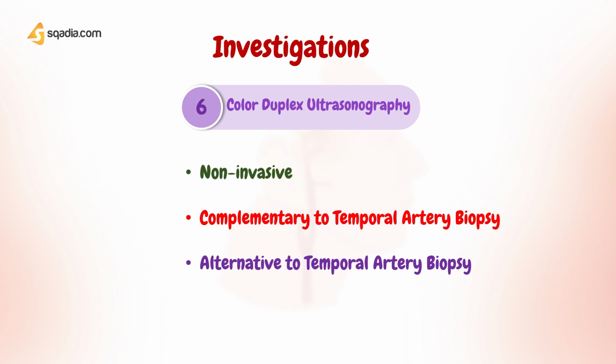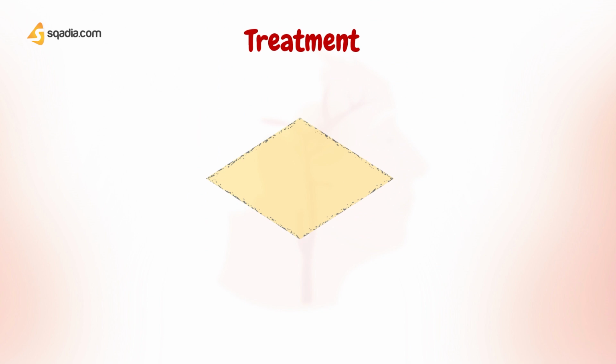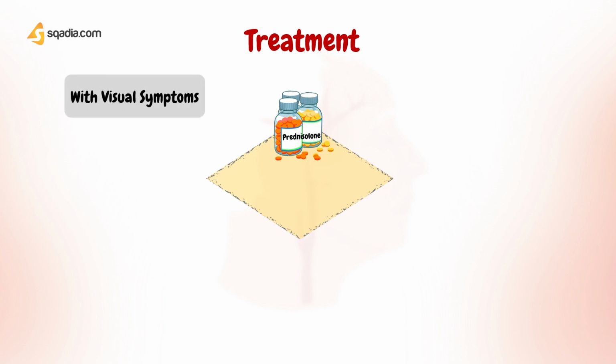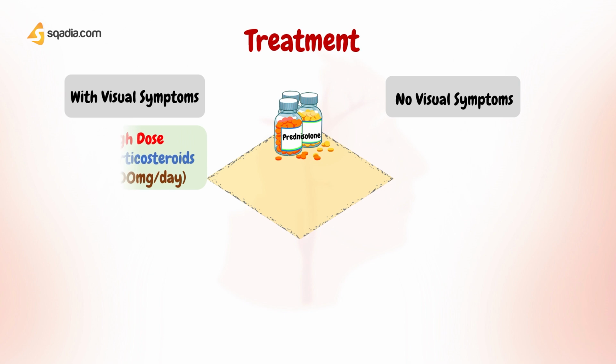Now, let's discuss the treatment of giant cell arteritis. The universally accepted treatment of giant cell arteritis is corticosteroids. They should be started as soon as possible, even before you get the results of biopsy. We divide the patients for treatment purpose into two categories: with visual symptoms and without visual symptoms. If patient has visual symptoms, then higher doses of steroids, meaning 80 to 100 mg per day, are recommended.